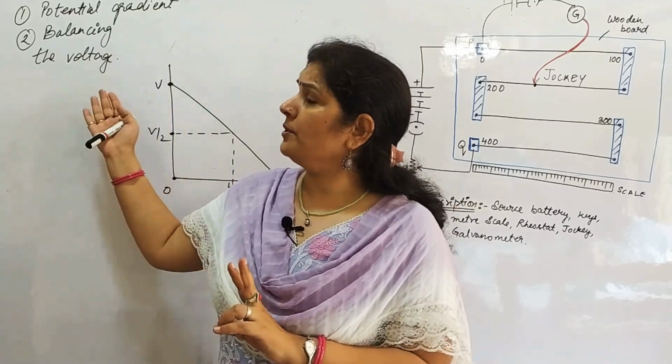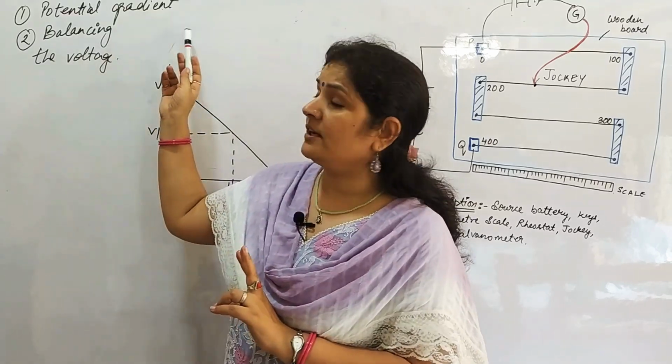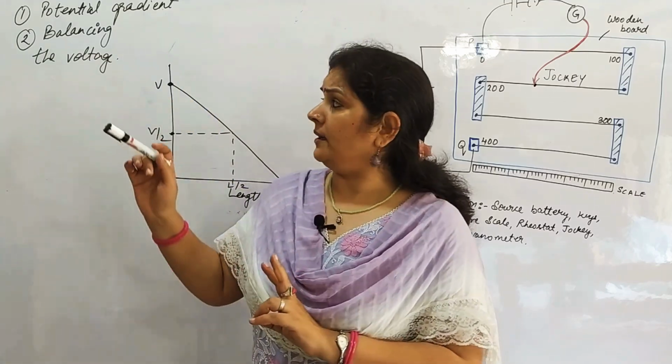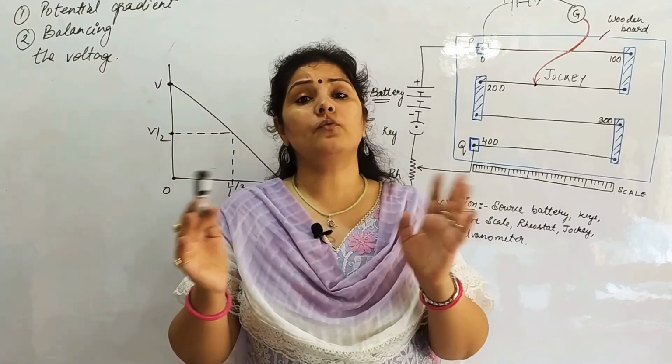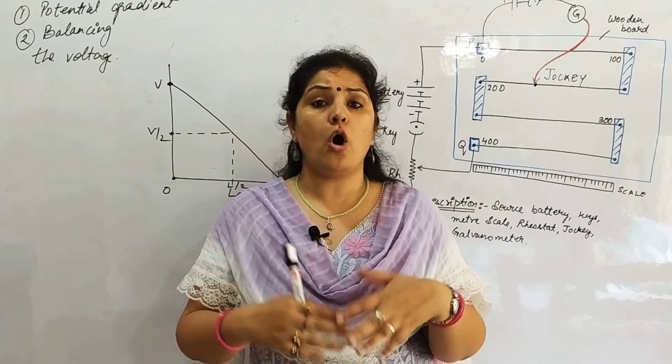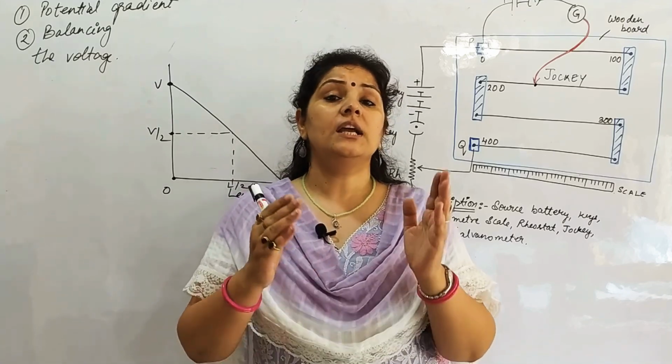And again we have to remember what the principle is. The principle is potential gradient, that is potential per unit length, or potential drop by the battery, and balancing the voltage such that the galvanometer needle comes to 0. That is why it is also called the null deflection method.